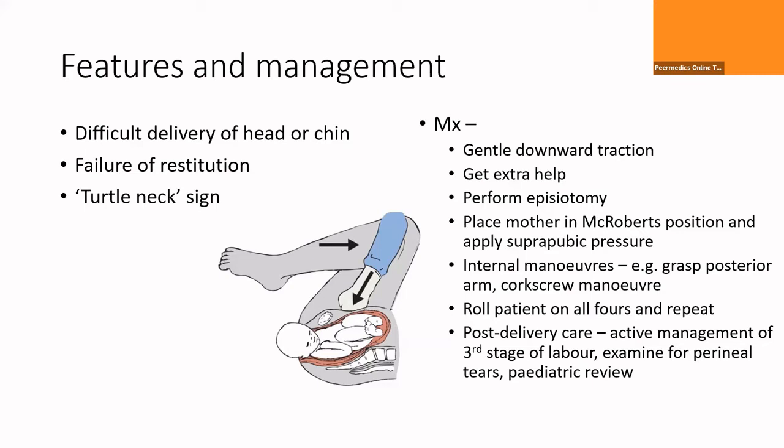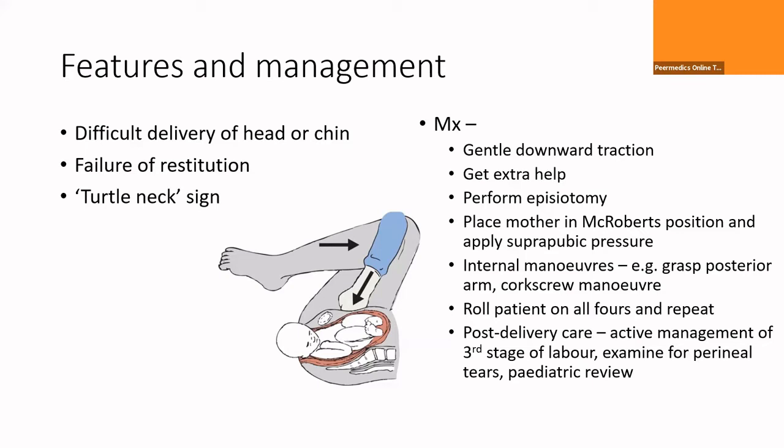With your extra help, you can then consider performing an episiotomy. I almost think of it as deliberately causing a perineal tear. You're just making the vaginal outlet wider and making it easier to get access to do internal maneuvers, and giving the fetus more space to leave.